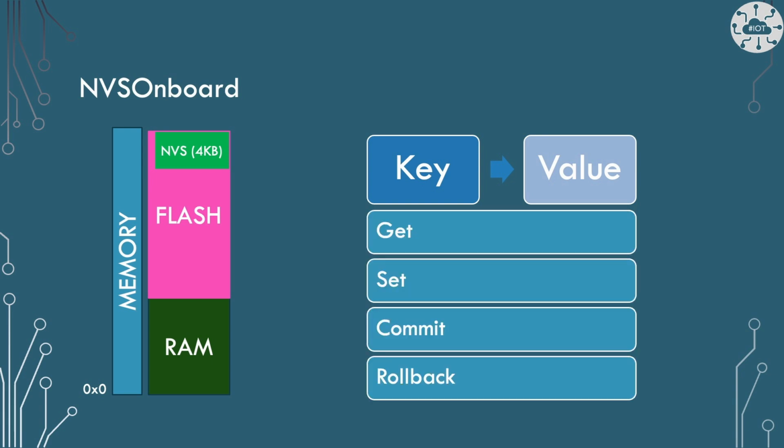So to operate on the NVS, we are able to get a value by its key. We're able to set a value giving a key and a value. And then when we want to actually write it to flash, we issue the command commit. We've also got rollback there. So if for some reason I just didn't want all the stuff I just set, I can roll it back without committing and I go back to the state of whatever was stored in flash.